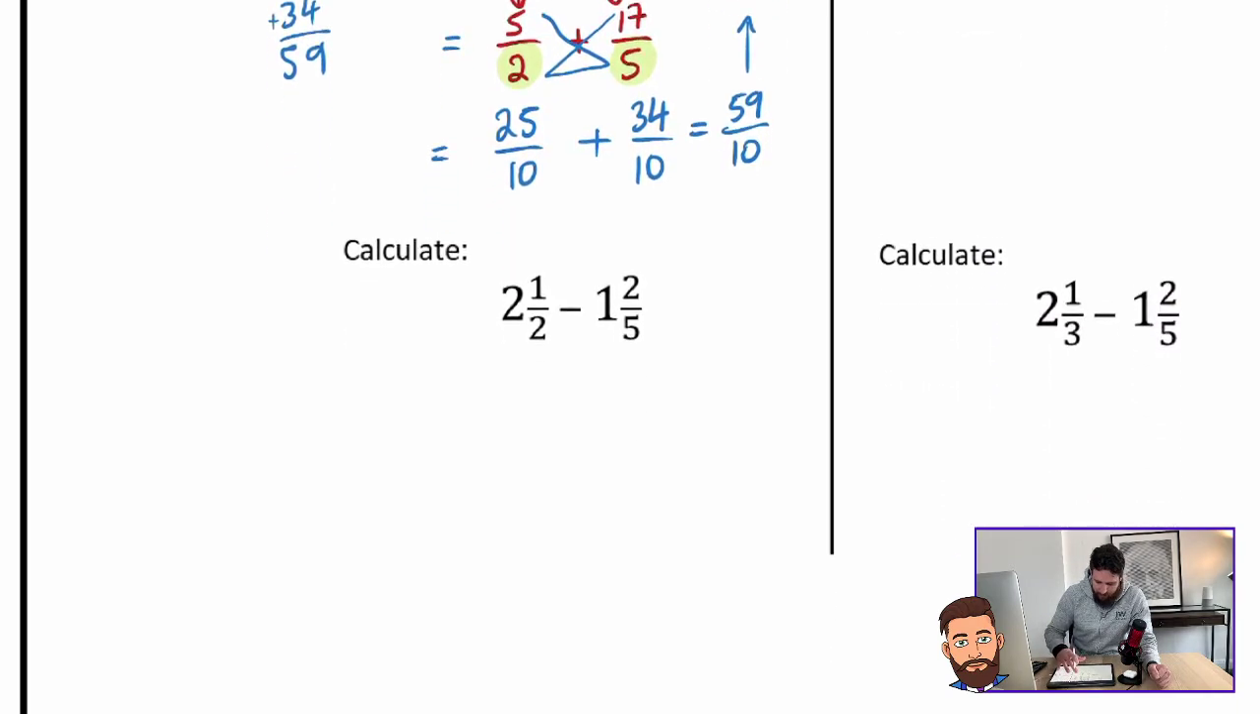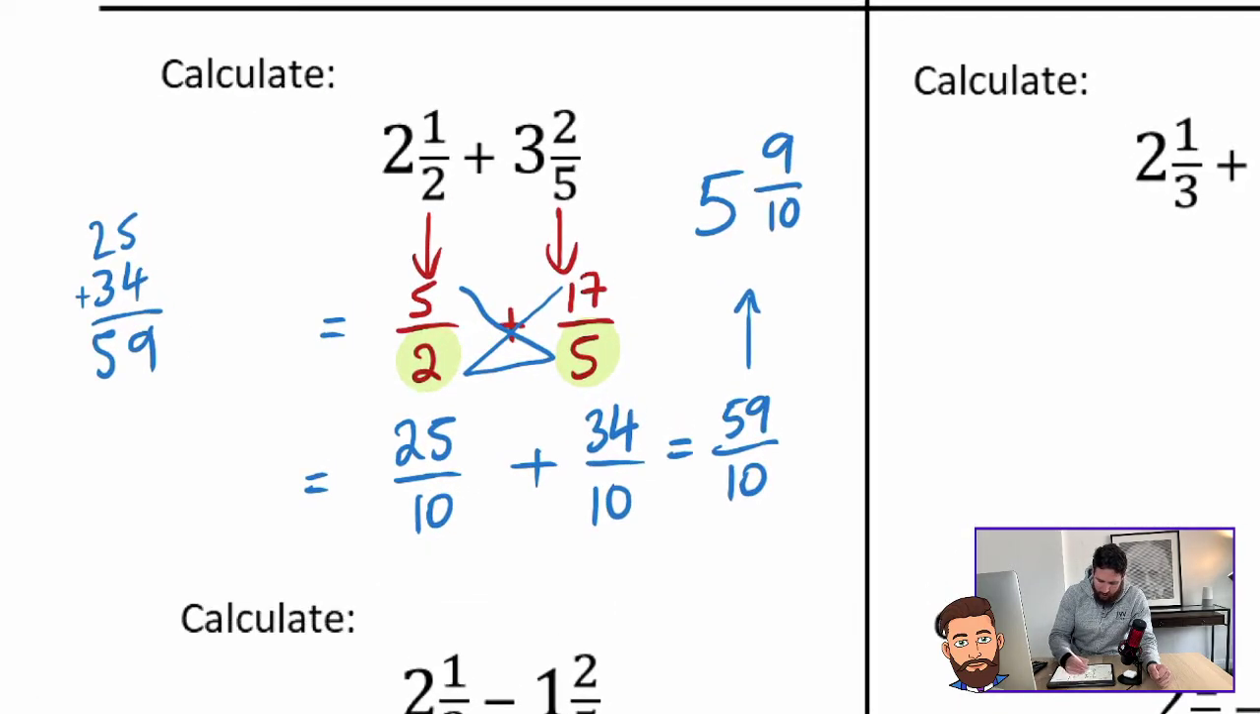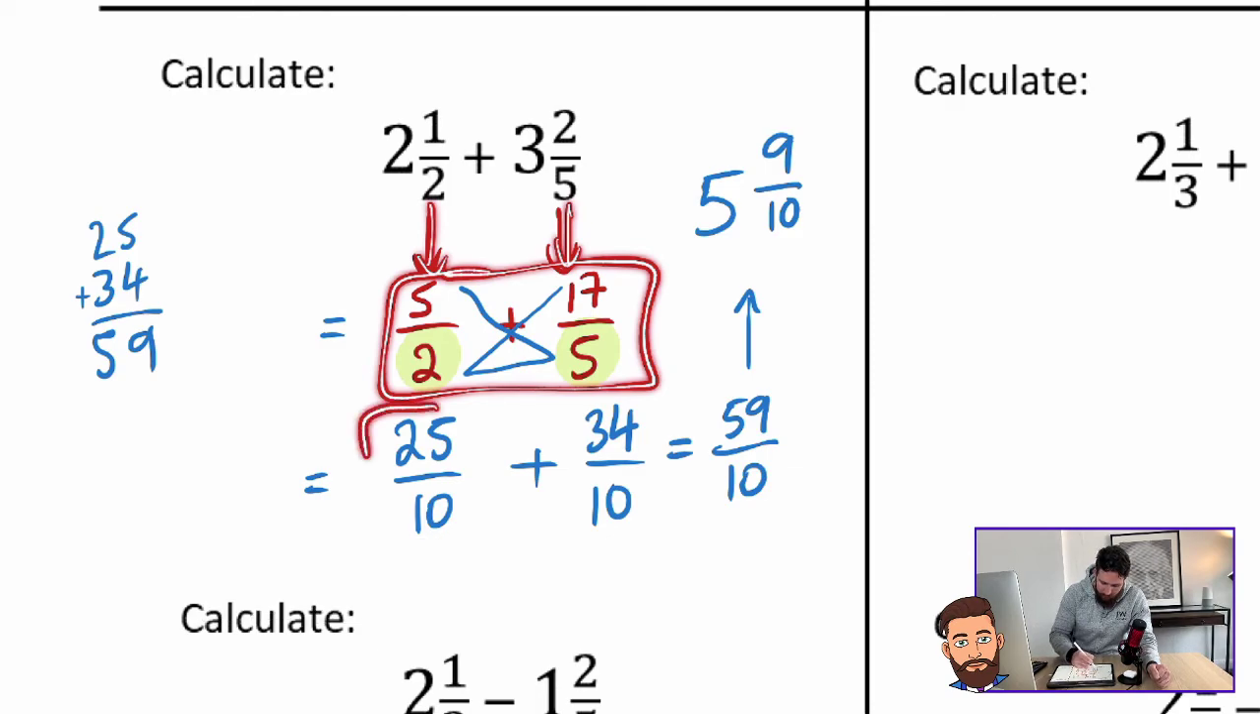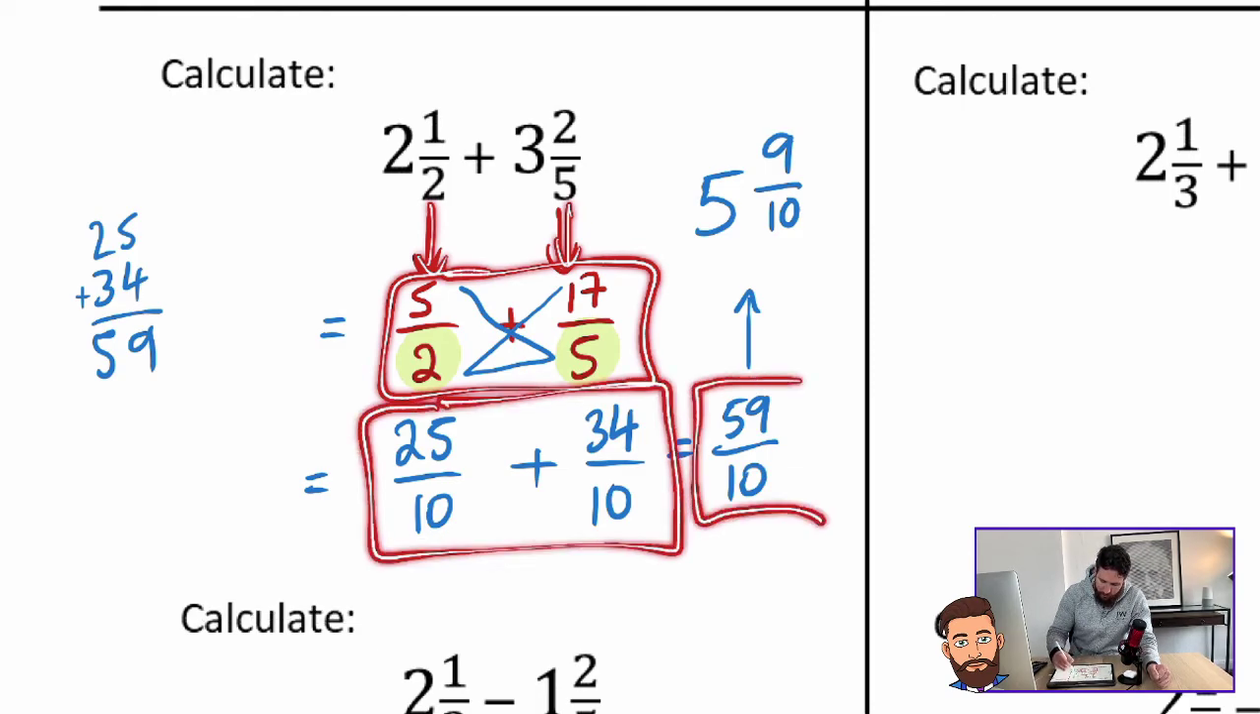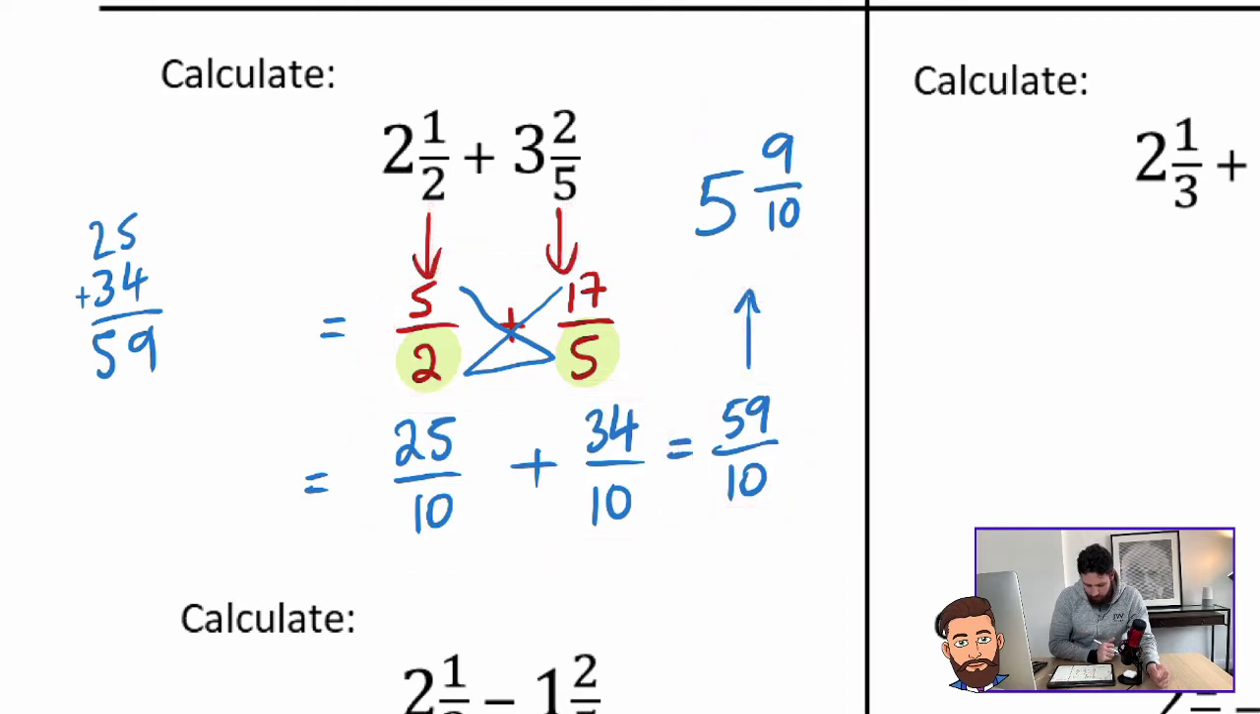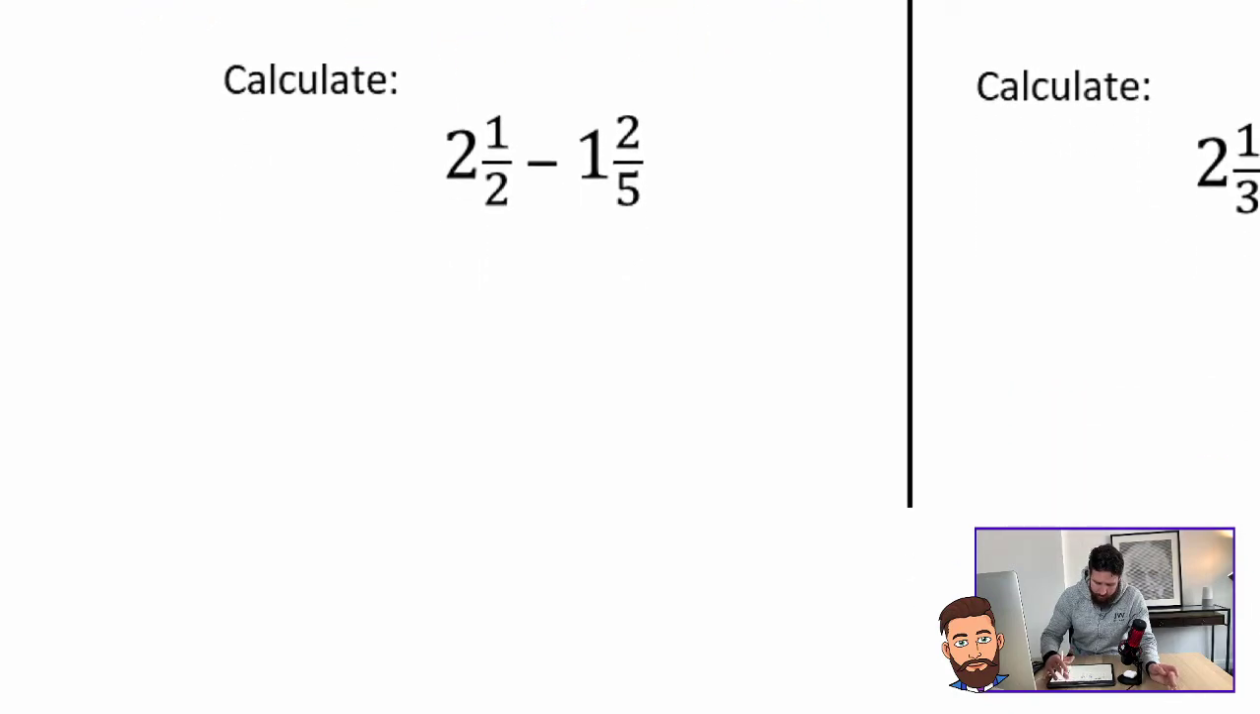The next one is exactly the same, and again, you want to get a clear method. I like to draw arrows down to show that I'm changing into top heavy, then do my common denominator, then work it out, and then change to a mixed number. So get a nice clear system with your workings will make things a lot easier. It's exactly the same for subtracting.